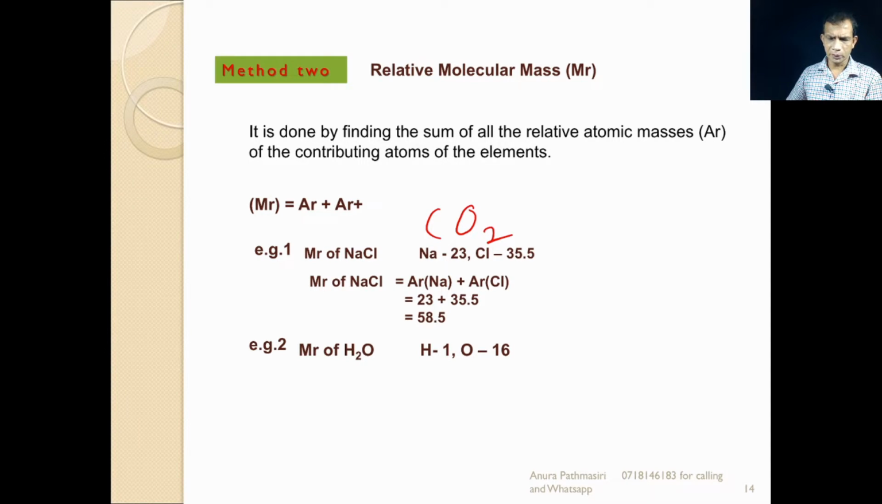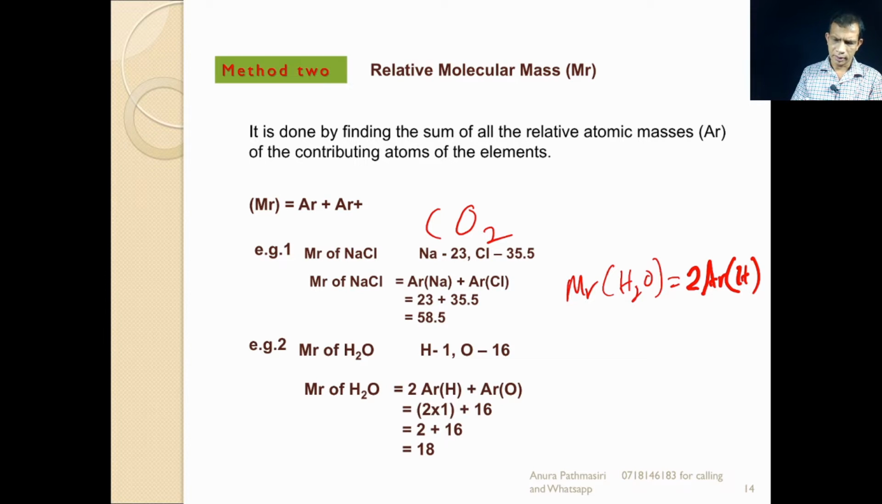And if you go to the other one, this is H2O. There is one important thing. When you say Mr of H2O, you can see that there are 2 hydrogen atoms, so you have to write it like 2 Ar of hydrogen. That is why I included it like this. And 1 oxygen atom. So 2 times 1 plus 16, and finally you get 18 as Mr, or relative molecular mass of water.